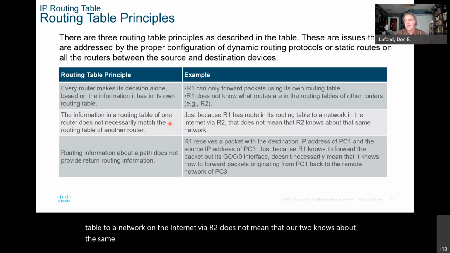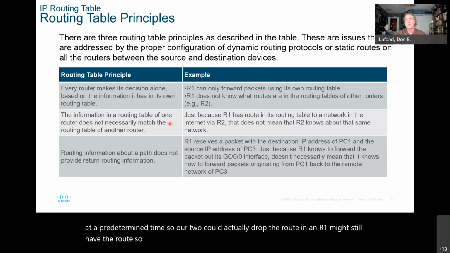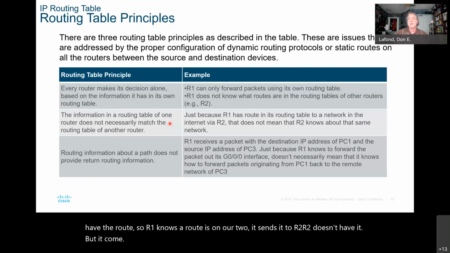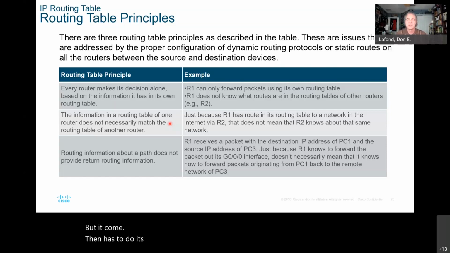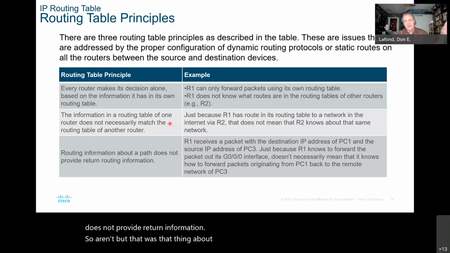Remember timing. Routes will be removed from the routing table at a predetermined time. So R2 could actually drop the route and R1 might still have the route. So R1 knows the route is on R2 and sends it to R2. R2 doesn't have it, but then has to do its processing to determine where the route is, and then it adds it to its routing table. Now, public information about a path does not provide return information. So that was that thing about Miami to Seattle and then back again.